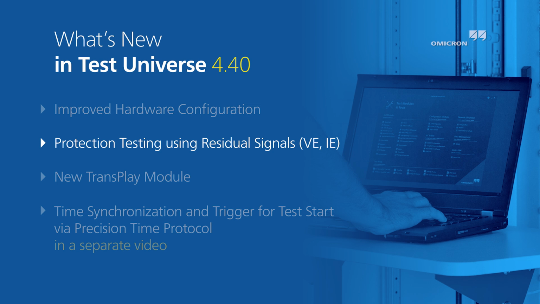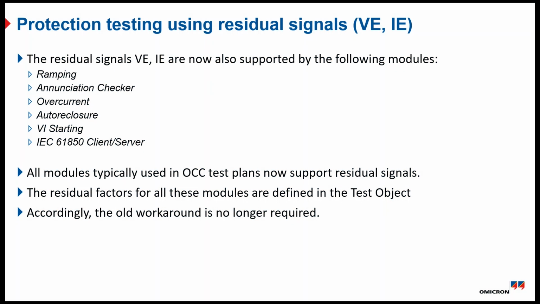Now, let's come to the next feature, protection testing using your residual signals. You see here the list of modules where we now also support residual signals with the new version 4.40. Accordingly, all modules that are typically used in OCC test plans now support these residual signals. And for all modules, the residual factor is now defined in the test object. And therefore, you do not need the workaround we have offered so far anymore.